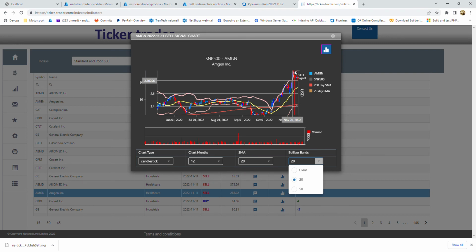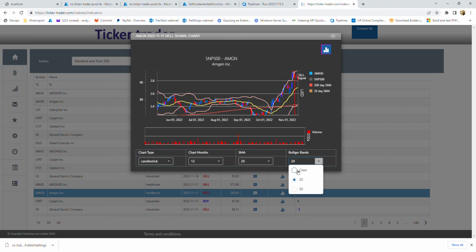So the chart analysis lets you not only analyze a specific stock symbol in an index and those stock movements, but also to apply some more tools to the Ticker Trader stock signals to assess whether, in your view, you want to trade that or not. So I hope you find this really useful.